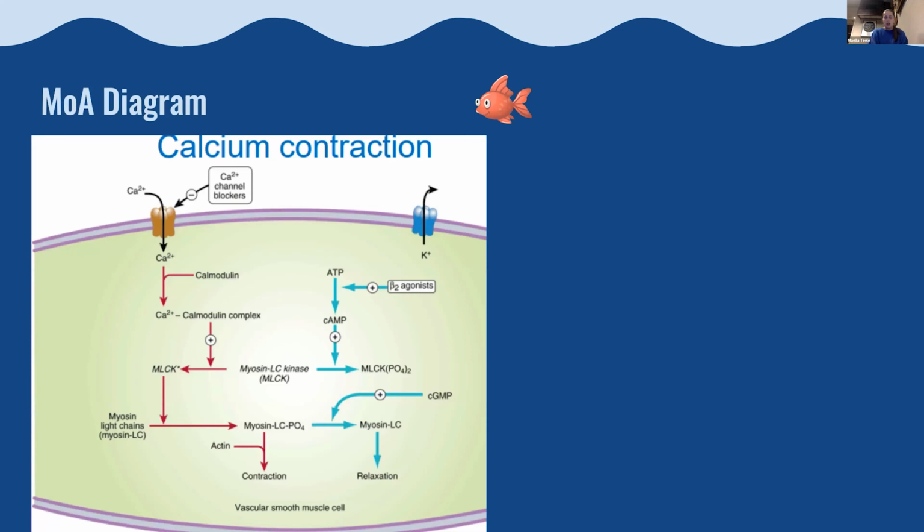So this is just a mechanism of action diagram. If you have a look, you've got your calcium channel blockers, which are coming in where the sign says calcium channel blockers, and that's blocking the influx of calcium into the channel. Because there's not much calcium into the channel, there's more relaxation of the muscle. You can just have a look at that again.